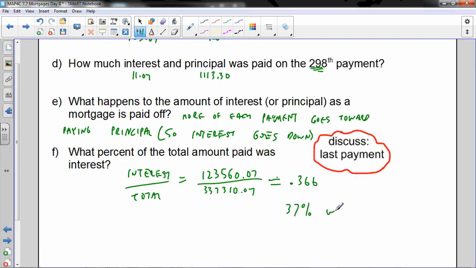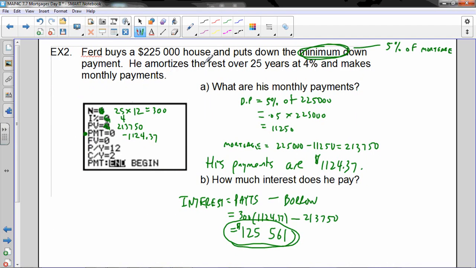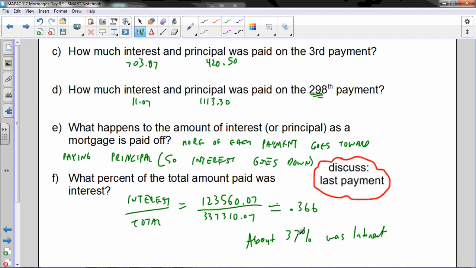And that is about, and this is sad, 37% was interest. About 37% was interest. You say, well, hang on. I thought the mortgage was only for 4% interest. It sounds like a great deal. No, but remember, compounding interest on interest and over a long period of time, out of Ferd's pocket about 37% went straight to the bank. That's a big sad face.